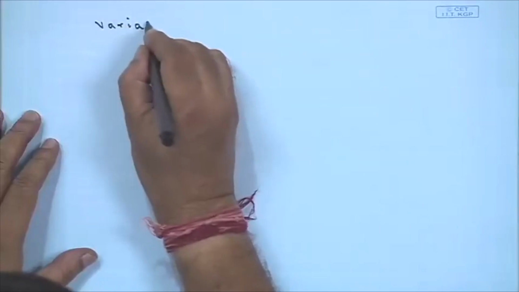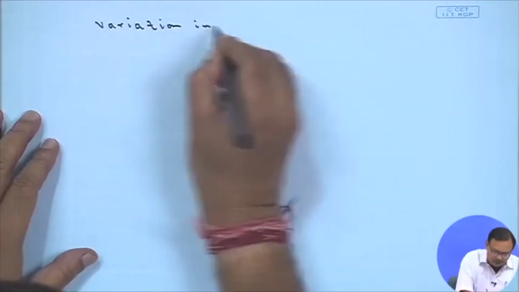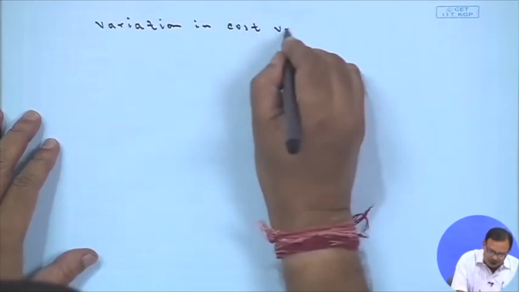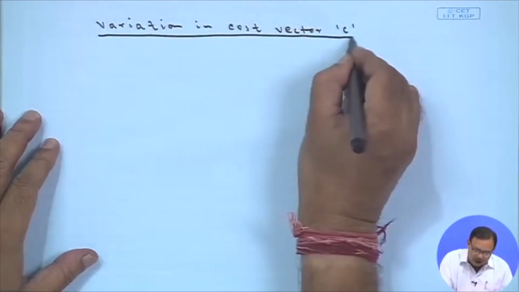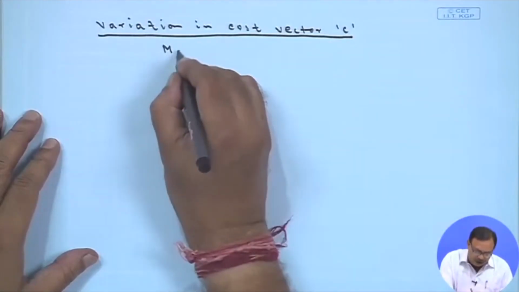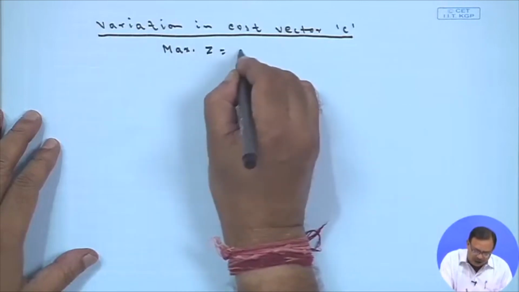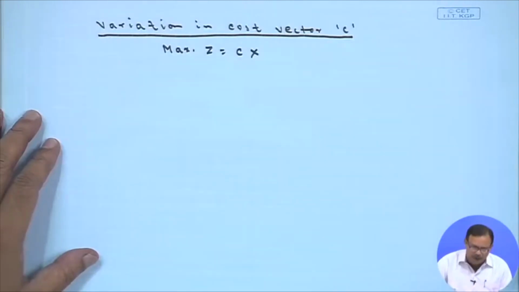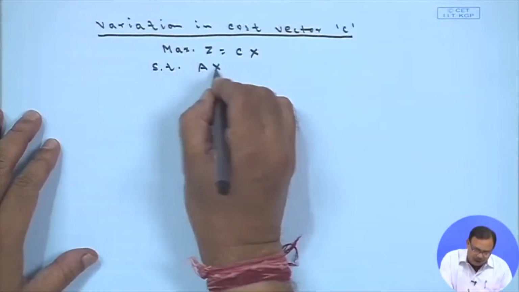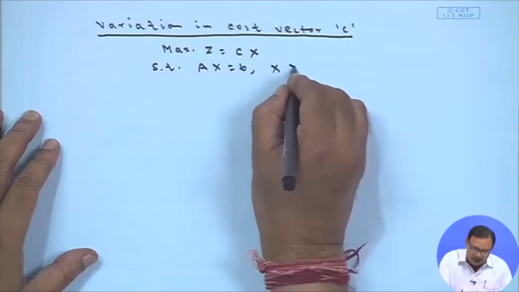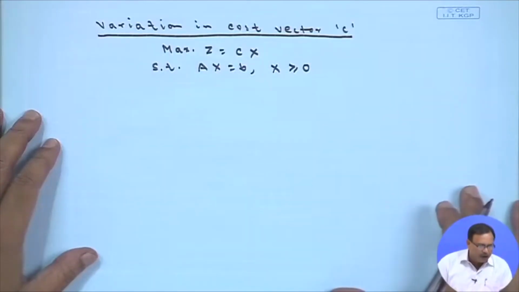So, let us see the first one, that is variation in the cost vector C. As you know, your cost vector is associated with the objective function. If I write down the LPP in standard form, maximize Z equals Cx subject to Ax equals B and x greater than or equal to 0, the non-negativity condition.